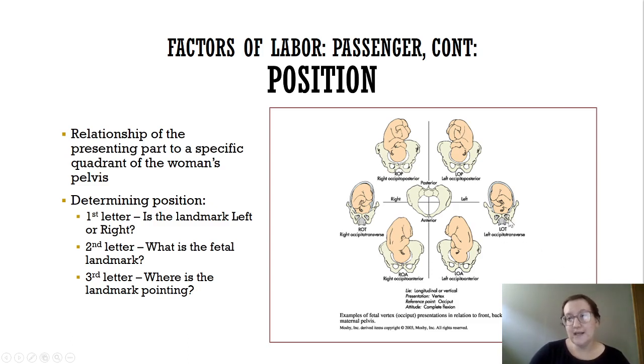Okay. And again, when we're looking at the transverse, if this baby is pointing transverse, not the presenting part, but the position is pointing transverse, again, this is going to be more narrow, and mom is going to have a little bit more difficulty passing that baby vaginally.